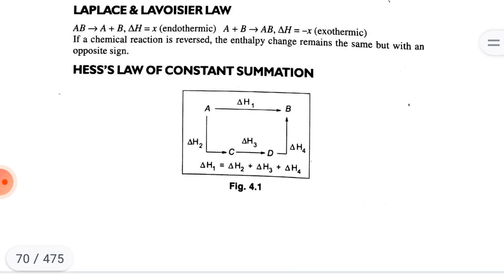Hess's law of constant heat summation. A gives B at delta H1. B is formed from D at delta H4. A produces C at delta H2. Then C gives D at delta H3. So delta H1 is equal to delta H2 plus delta H3 plus delta H4.